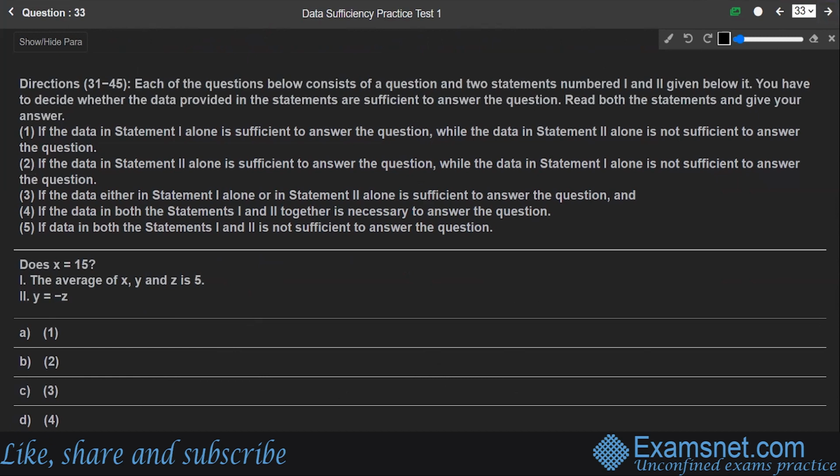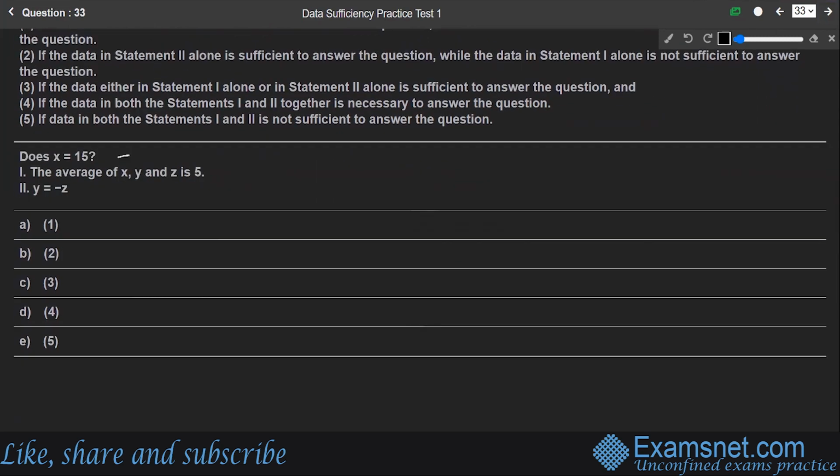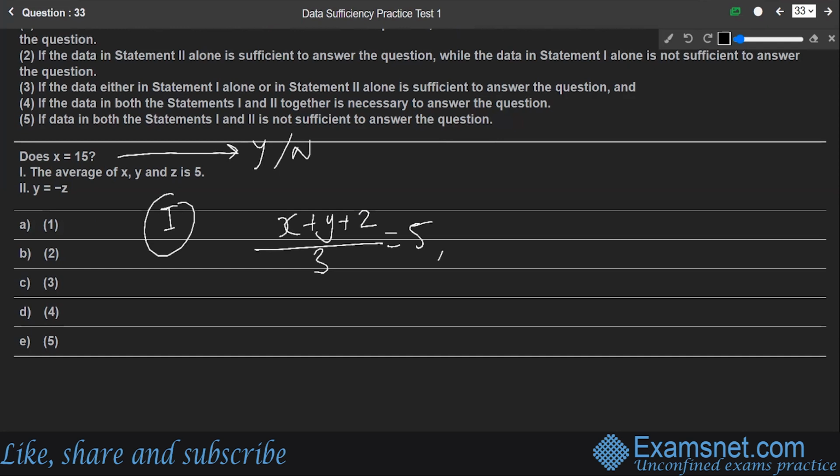Now, the question says, does x equal 15? That means we have to answer it in terms of yes or no. We are not supposed to find out the value. Rather, we are supposed to tell them whether x is 15 or not. Okay, let us see the first statement. The first statement says the average of x, y, and z is 5. How is average calculated? Sum of all divided by the number of numbers. How many numbers are there? There are 3 numbers, and the average is equal to 5.